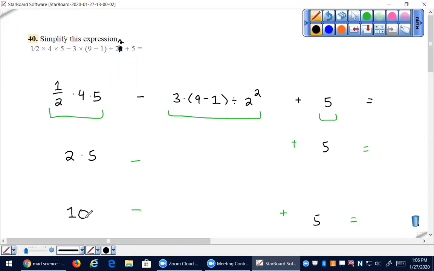How about that middle thing? 3 times 9 minus 1, and then divided by 2 squared. The parentheses first, right? 3 times 8. And I might as well do the exponents too. It's not like a first. So 2 times 2 is 4. So 3 times 8, 24, divided by 4 is going to be 6. Only multiplying and dividing left, so I go left to right. So 10 minus 6 is 4, plus 5 is 9.